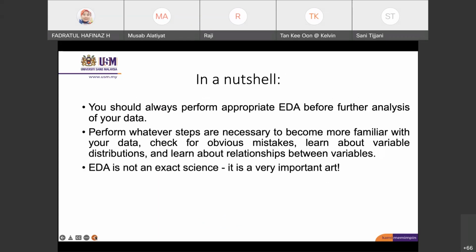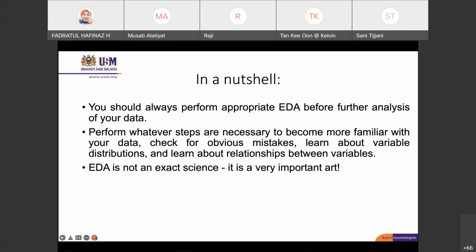So to summarize, in a nutshell, you should always perform appropriate EDA before further analysis of your data. You need to perform whatever steps are necessary to become more familiar with your data. Meaning that you need to first understand your data set. How big is your data? What are the features in your data? What is the column name of your data? What is the value of the data? What is the meaning of each of the data inside the column? How many rows? What are the first 5 rows?